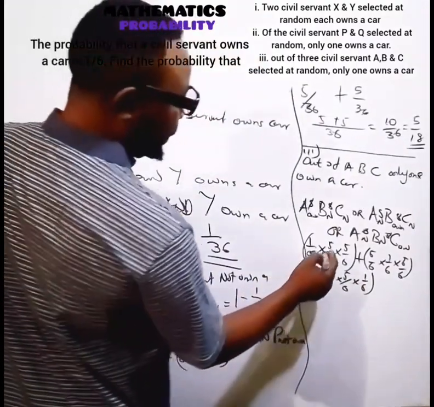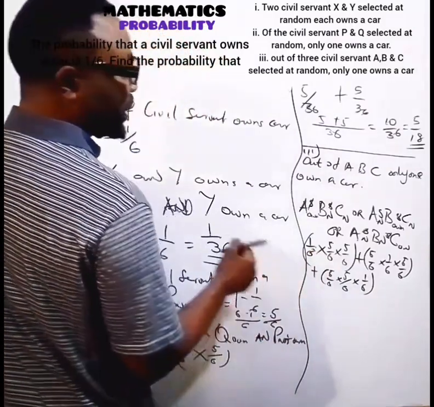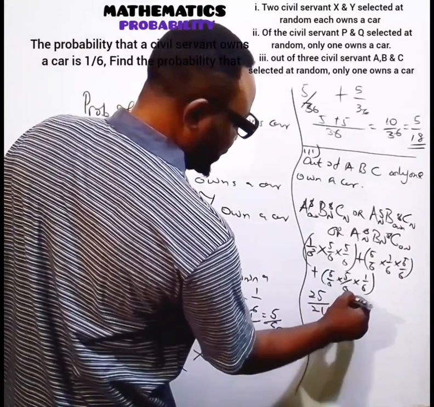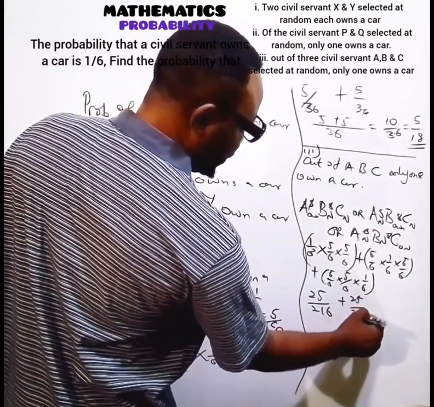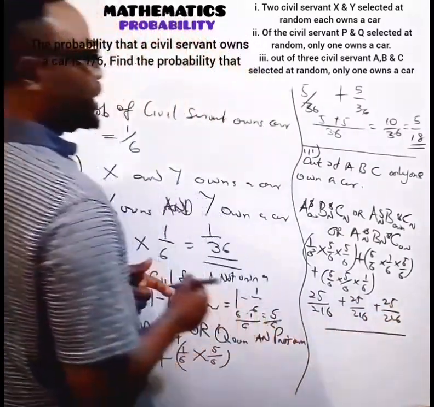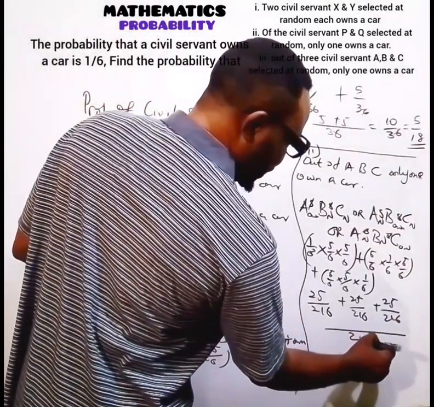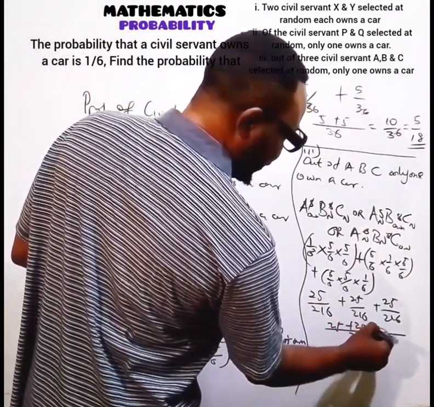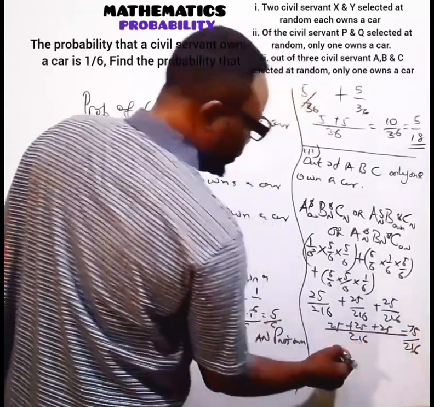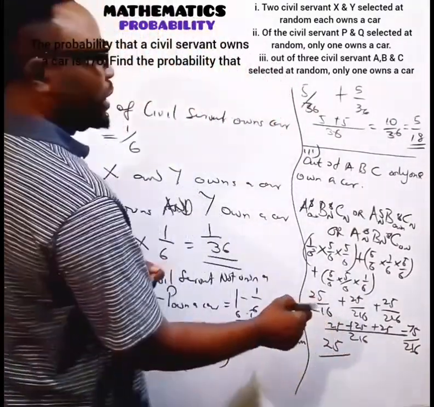So this is going to become 25 over 6 times 6 times 6. That's 216. 25 over 216 plus 25 over 216 plus 25 over 216. We have to find the LCM of this one, which is 216, that's 25 plus 25 plus 25. That becomes 75 over 216. When we simplify it further, we get 25 over 72.